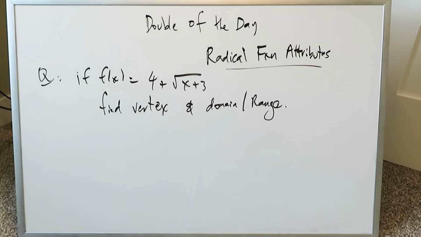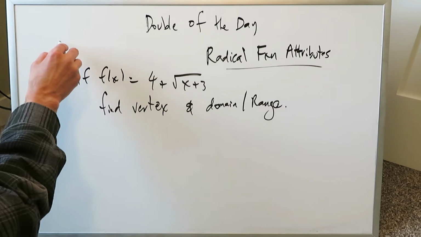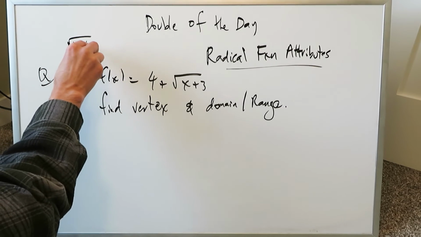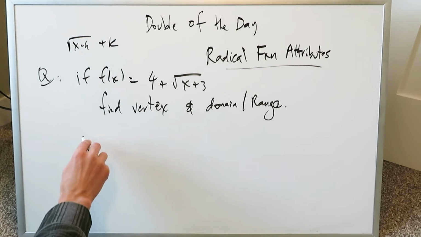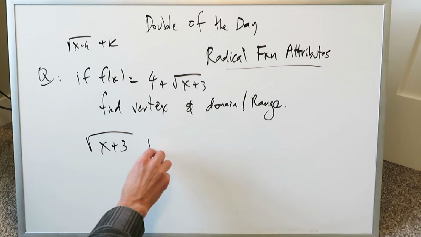If f of x were equal to 4 plus the radical of x plus 3, with the x plus 3 within that radical, we have to find the vertex, domain, and range. You can always convert this into the form square root of (x minus h) plus k, and you can write it as that. We're looking really at x plus 3 plus 4.